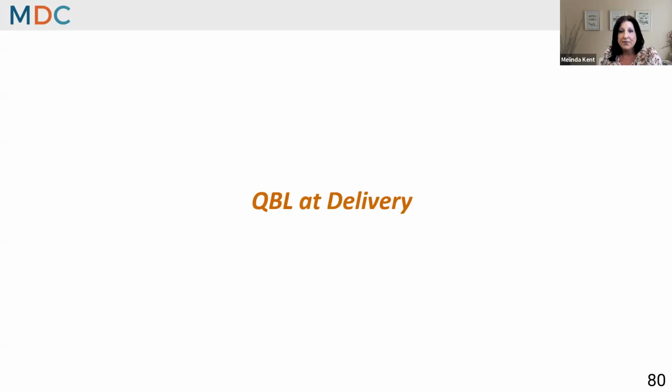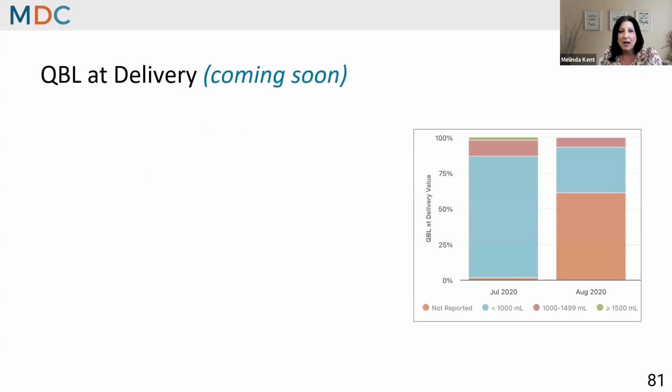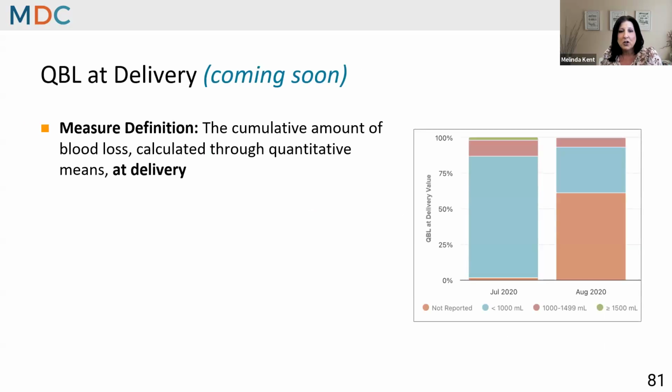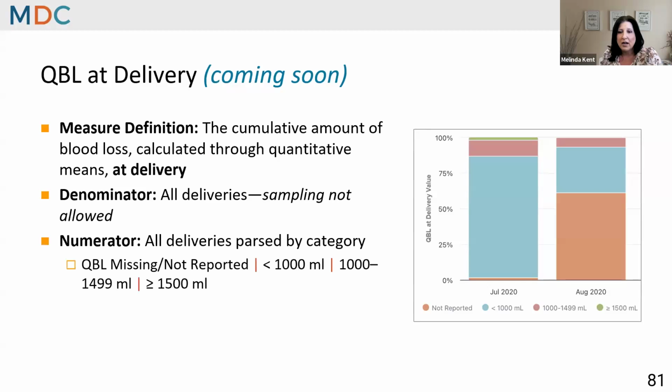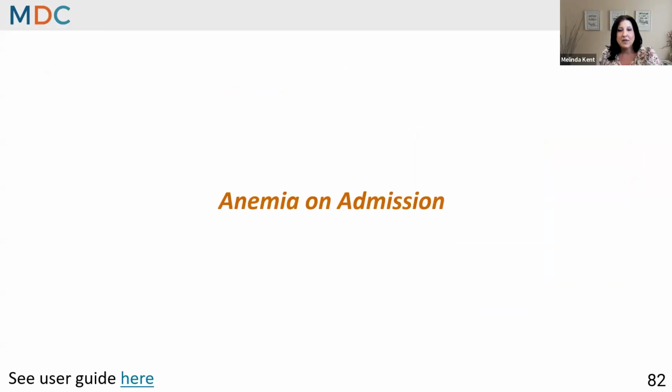QBL at delivery will be coming soon, as I said. The definition will be the cumulative amount of blood loss calculated through quantitative means at delivery. The denominator is all deliveries, sampling not allowed. And the numerator will be all deliveries parsed by category. And once again, we have the same exact categories. So it's very much like the cumulative, but it's the delivery QBL only.